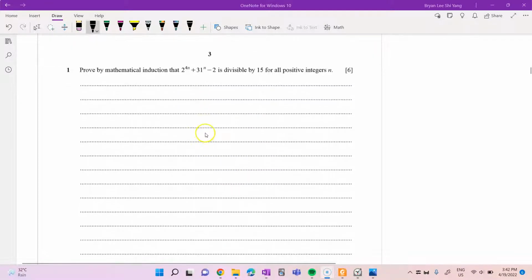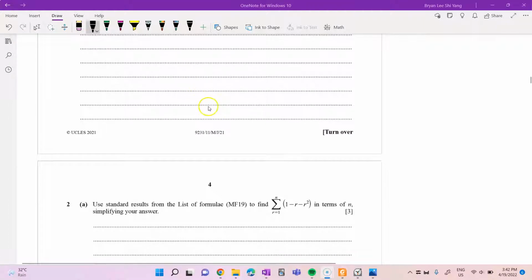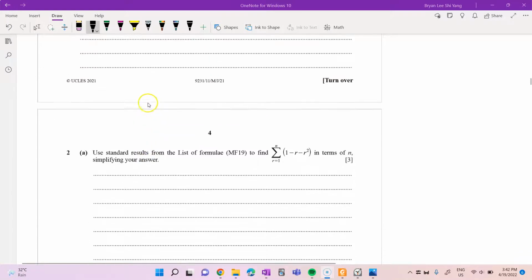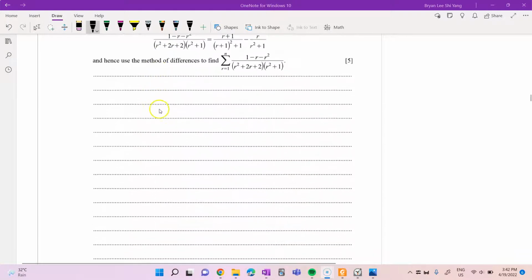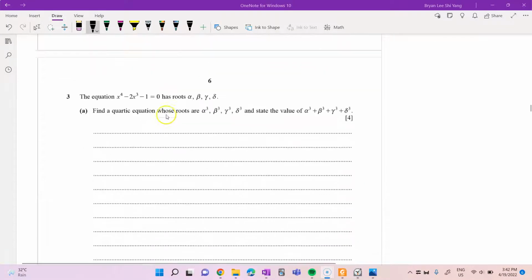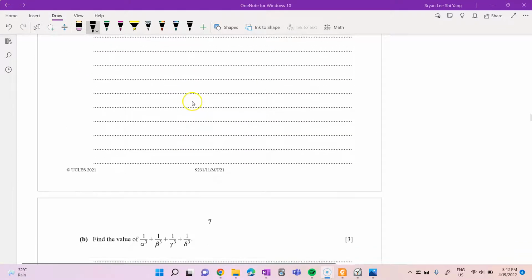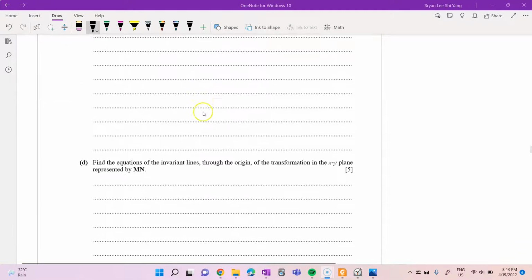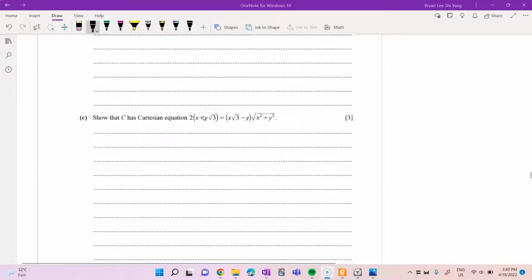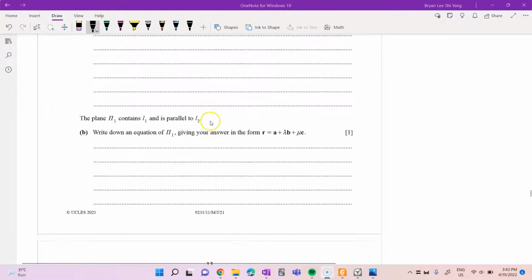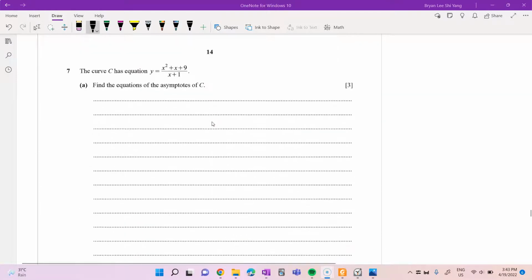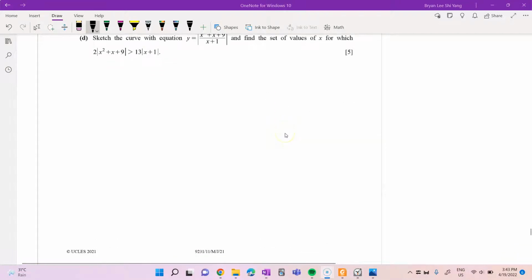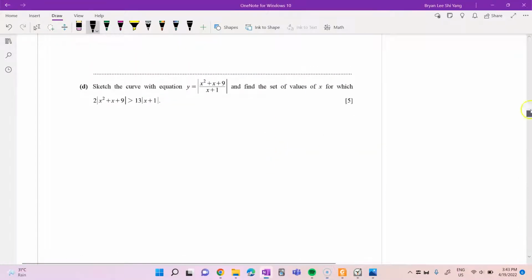So here you can see that you just need to write everything in one single page. So we have question 1, question 2, then question 3, and then we have matrices, then polar coordinates, vectors, and then curve sketching and rational functions basically. So let me move up.